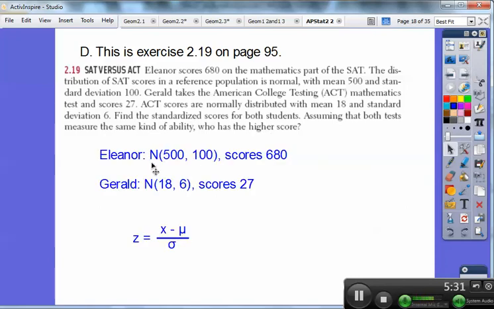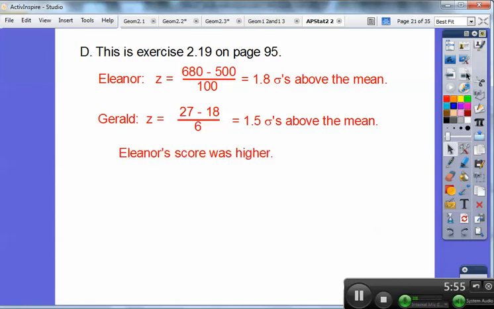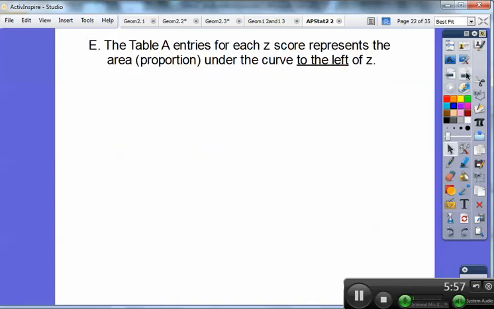Okay, so here's Eleanor. It's normal, and they said the mean was 500, standard deviation of 100, and she scored 680. Here's Gerald's normal test with standard deviation, and he scored 27. I'm going to use this formula on both of them and see who got the higher z-score. Eleanor gets 1.8 standard deviations above the mean. Gerald got 1.5 standard deviations above the mean. Since Eleanor's is higher, her score is considered higher.